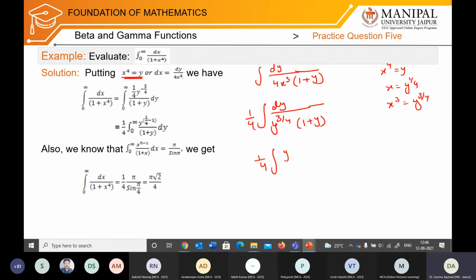Then I'll write it as y raised to minus 3 by 4 over 1 plus y. Then we can write it in this form, x raised to n minus 1 upon 1 plus x dx, that is pi upon sin n pi. So this term will be pi upon sin pi by 4, times 1 by 4. Sin pi by 4 is 1 by root 2. Right? So through beta gamma function we can easily find the integration.